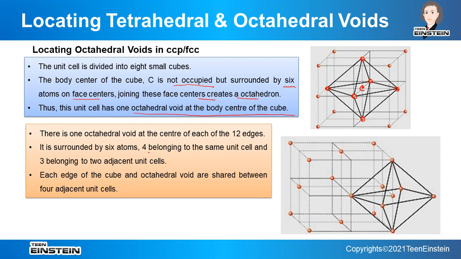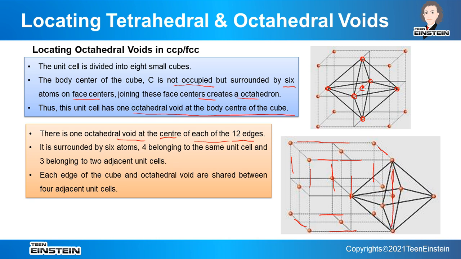So now, there is one octahedral void at the center of each of the 12 edges. In this unit cell there are a total of 12 edges. This is one edge, 2, 1, 2, then 3, 4, 5, 6, 7, then 8, 9, 10, 11, 12. So these are the 12 edges. Now if we consider the center of each of these 12 edges, it is surrounded by 6 atoms. And here we can see we have considered this edge.